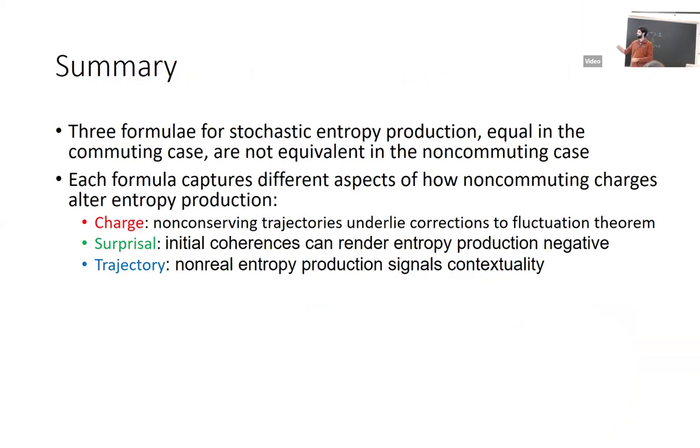So for the charge definition, we saw this idea of non-conserving trajectories and how they can underlie corrections to the fluctuation theorem. For the surprisal, we saw that coherences in the initial state, which are only possible because of non-commutation, can actually make entropy production negative, which is very surprising when you just start with 2 thermal states interacting. And for the third definition, we saw that the entropy production can have an imaginary component, and in fact, this signals contextuality, a very rigorous form of non-classicality.